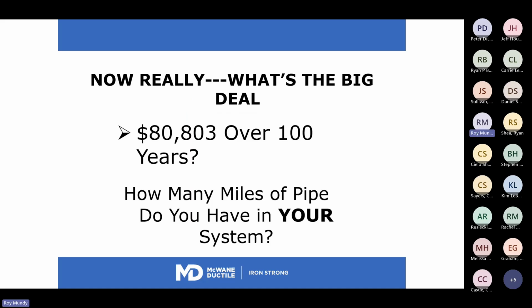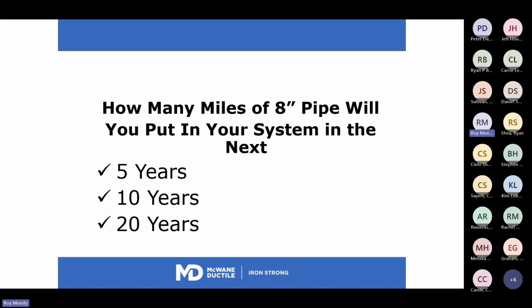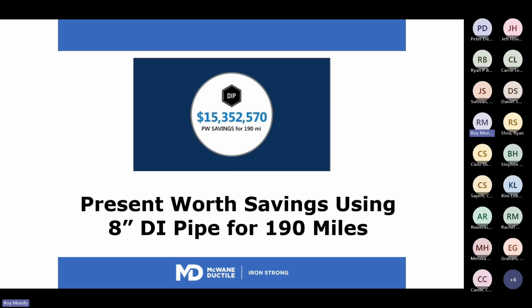Now, many people may say, well, what's the big deal? $80,000 over 100 years. But remember, you're only putting in an amount of pipe here. So if you continue to increase the amount of pipe in your system, then those dollars could actually get up to the millions as you grow the system, because it does compound.